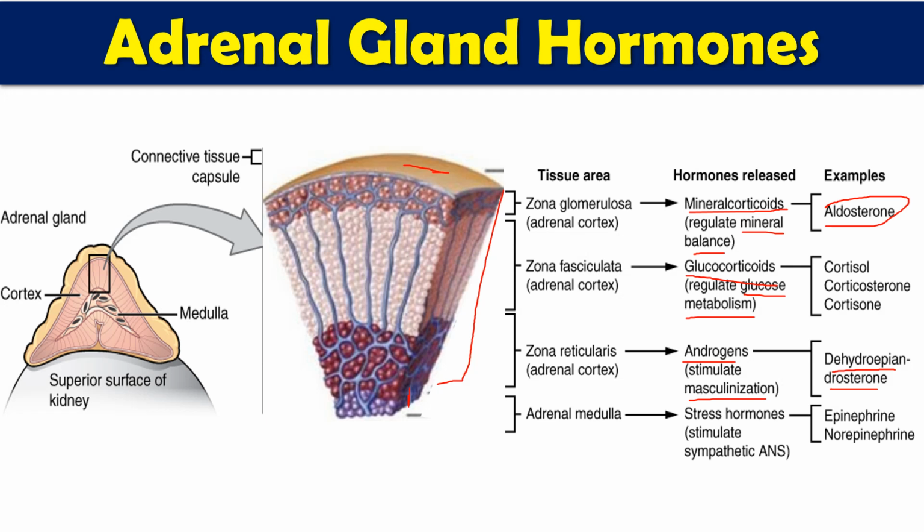So we'll see the enzymatic process and its pathway. First, the synthesis of all these hormones starts from cholesterol. This cholesterol is first converted into pregnenolone. Pregnenolone is converted into progesterone. Progesterone is converted into 11-deoxycorticosterone, then corticosterone, and lastly it is converted into aldosterone. So this is the pathway which we have in our question.